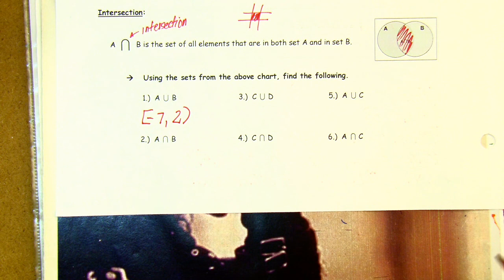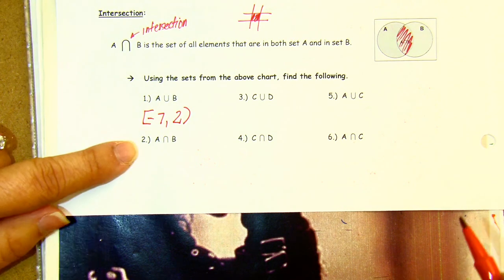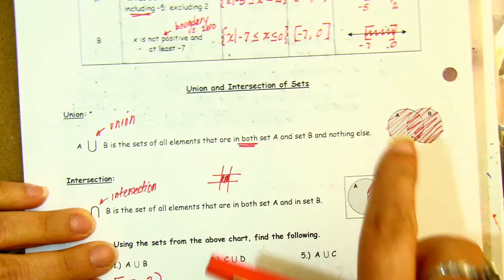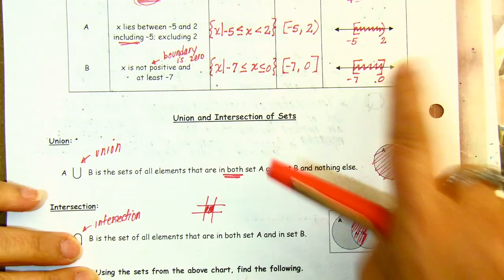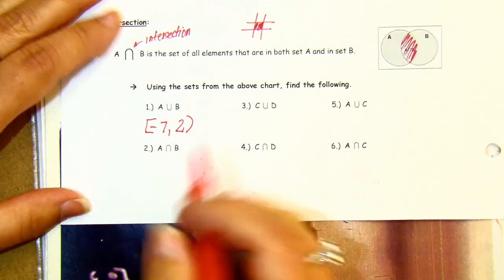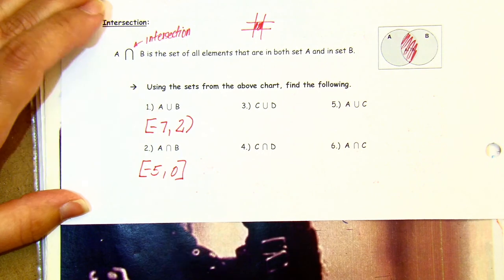Okay, hopefully you did pause the video, and we'll look here at the intersection of A and B. Remember, intersection is what they overlap, what they have in common. And I pretty much talked about that just a few minutes ago, the fact that they have from -5 to 0 in common. And notice there's a bracket on -5 and a bracket on 0. So that's my answer, -5 to 0 with brackets.